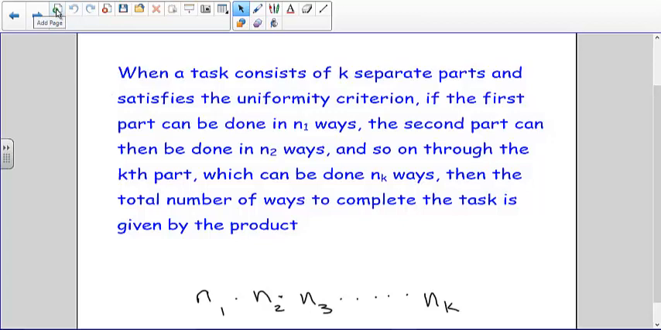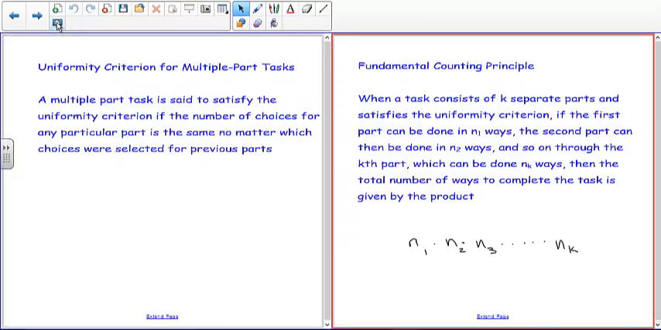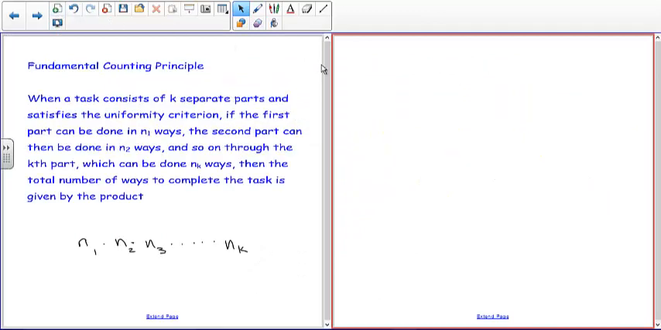So since we just talked about flipping a coin, we flipped a coin 4 times, and we found out there were 16 possibilities. So, flipping a coin.